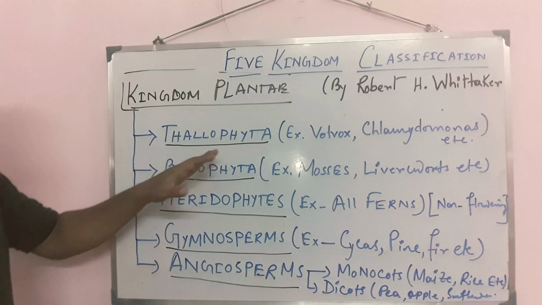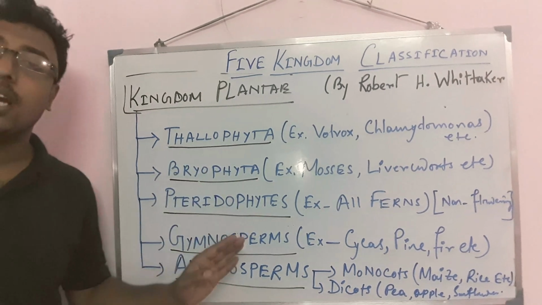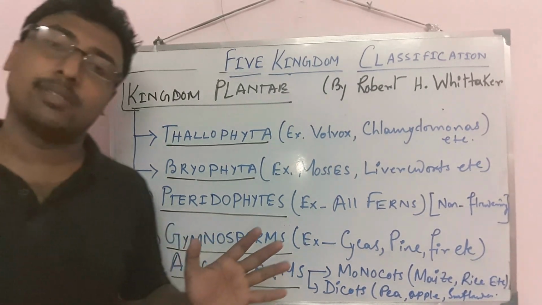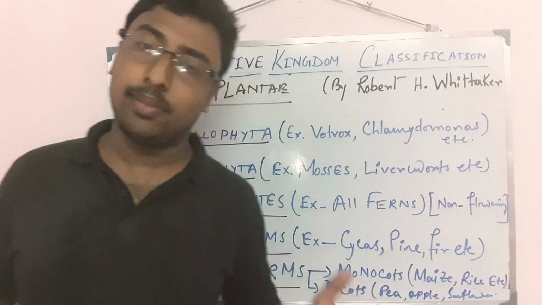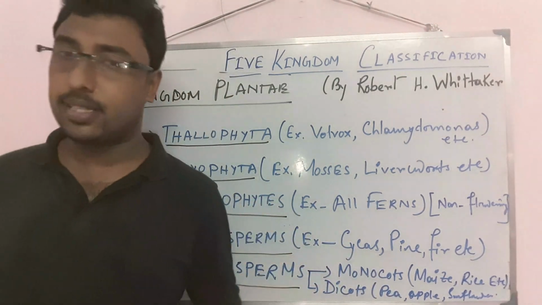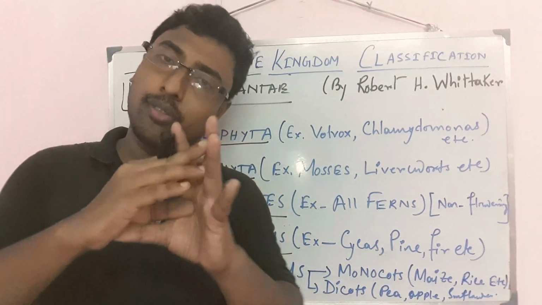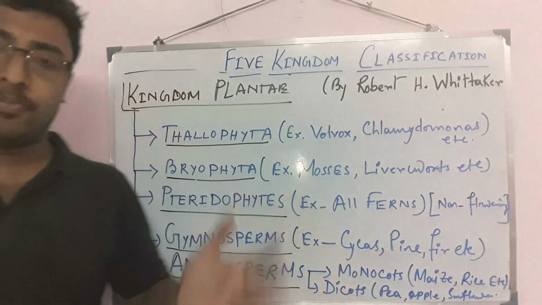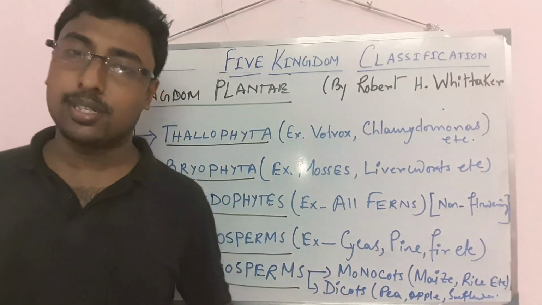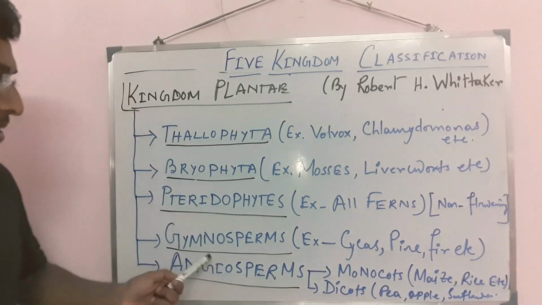So, Thallophyta, Bryophyta, Pteridophytes, gymnosperms, angiosperms. And you know the differences between gymnosperms and angiosperms. In gymnosperms, the seeds are naked, which means they are not enclosed in fruits. But in angiosperms, the seeds are enclosed, just like in a mango, where the seed is enclosed in the fruit. But in cycas, pine, fir, the seeds are not enclosed; they have cones with naked seeds. This structure is present in gymnosperms.